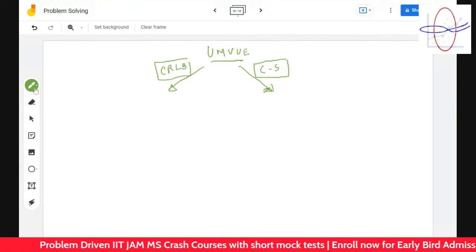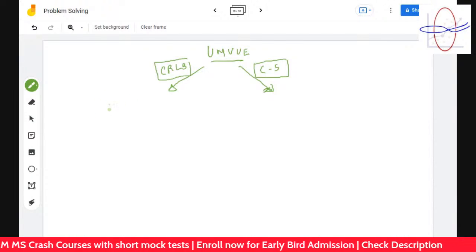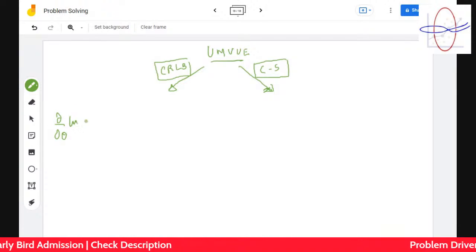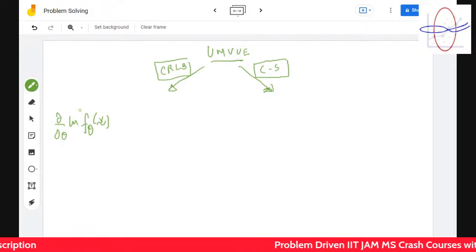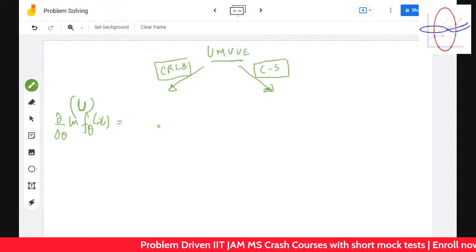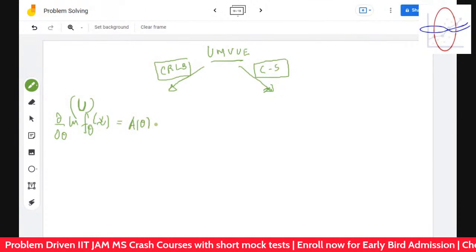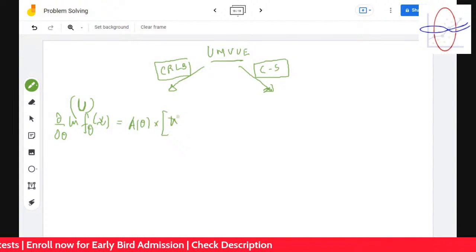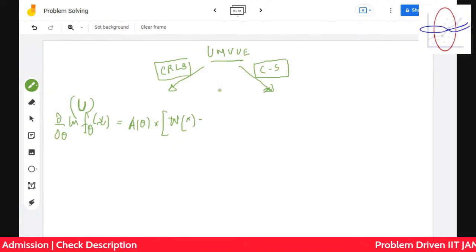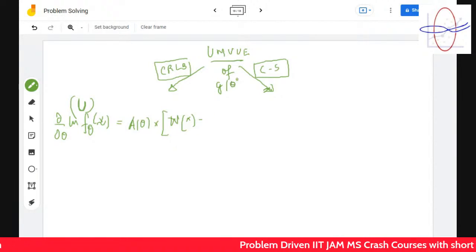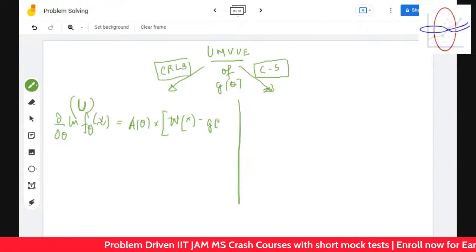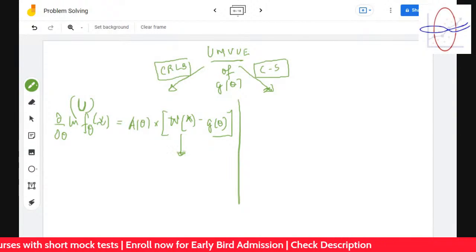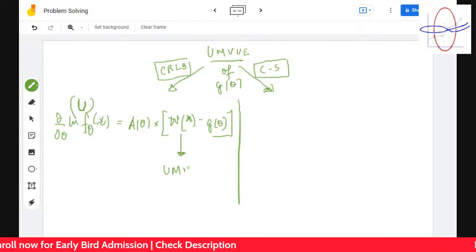Yes. CRLB says, you do the derivative with respect to theta of log of f theta, the score statistic U. If you can write it in this format, some A of theta times some W of X minus g of theta, where you're trying to find the UMVUE of g of theta, then this W of X is the UMVUE.